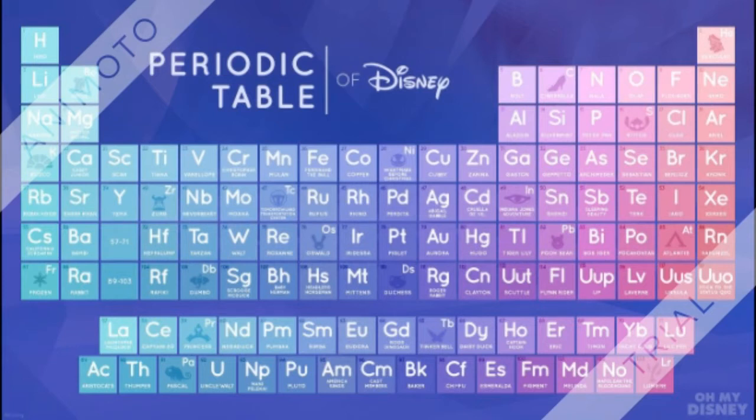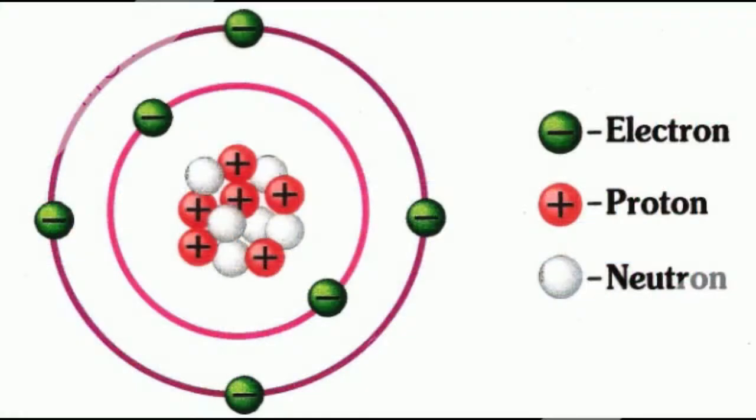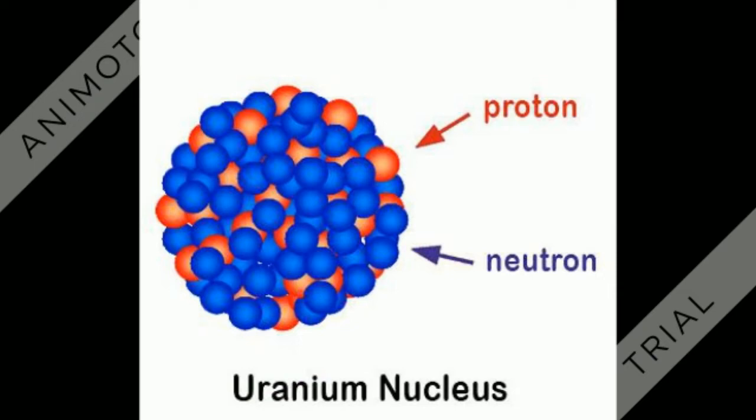Atoms make up all matter. Any matter that is made up of only one type of atom is referred to as an element, and atoms are the smallest particle of any element. Atoms have a dense neutron and proton center called a nucleus, which is then surrounded by a cloud of electrons.